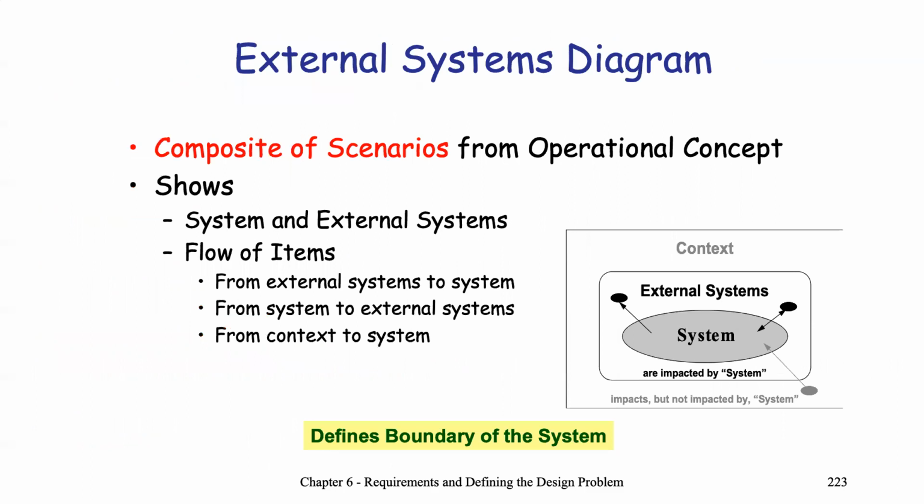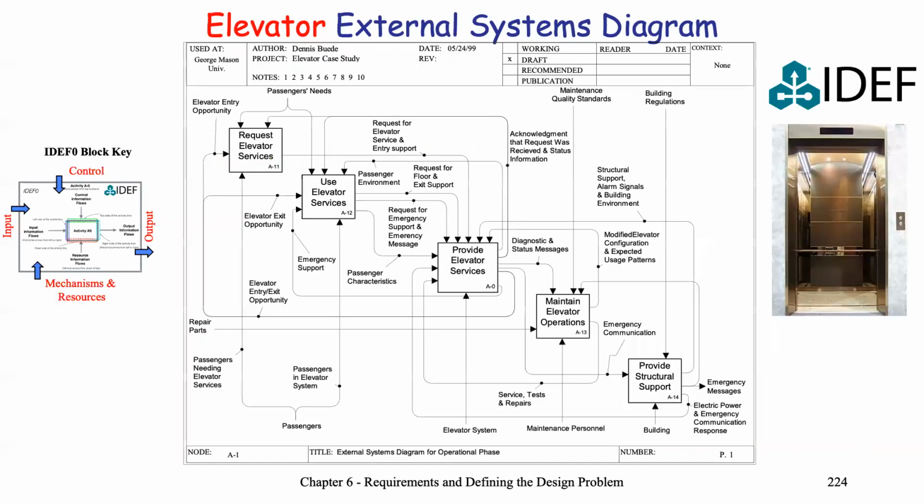For the external system diagram, we're coming back to this diagram we've seen in a couple places. We wanted to define the boundary of the system. So think of a composite of the scenarios with the operational concept. We want to be showing the external systems and the context of the system that all this has to be based around as we go forward with this design. Okay, I'm not going to go through the IDEF0 diagrams again, but here is just an example of the external system diagram for an elevator.